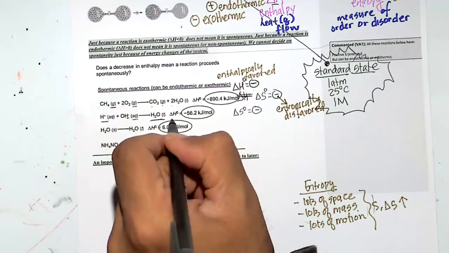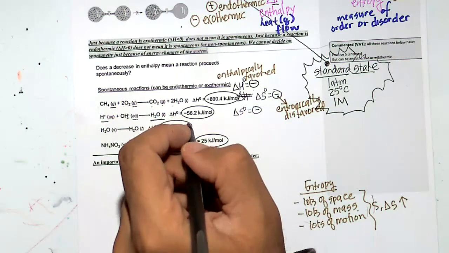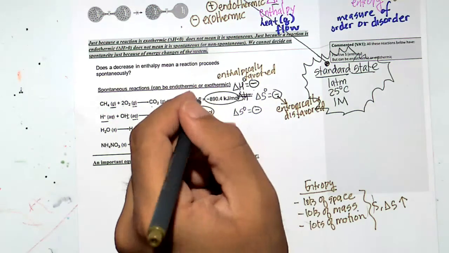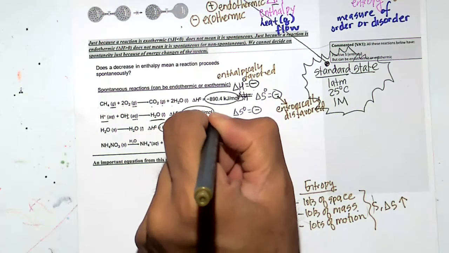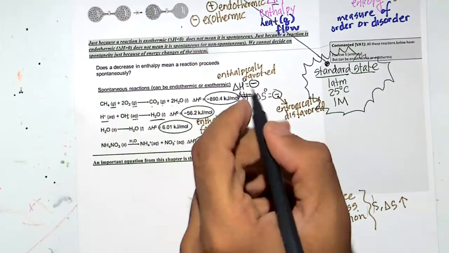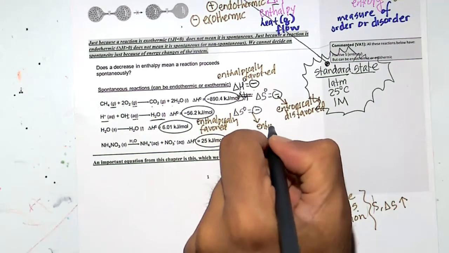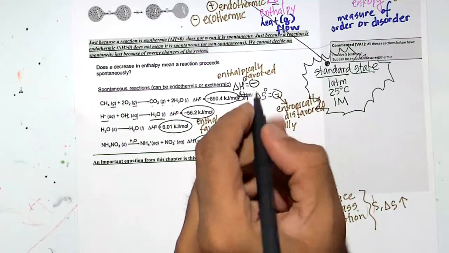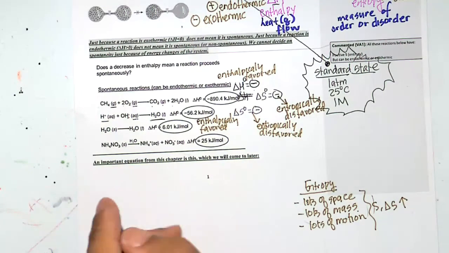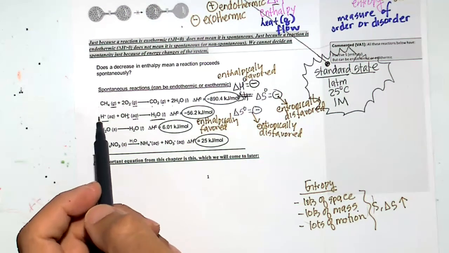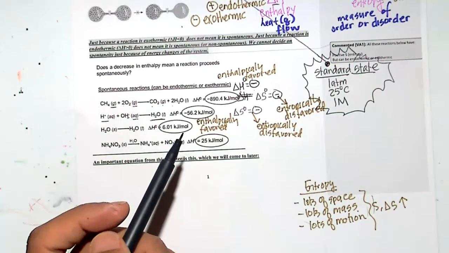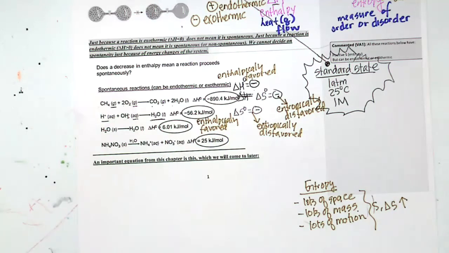What about the delta H? Negative. So that's an exothermic reaction. I would say this reaction, reaction 2, is enthalpically favored but entropically disfavored. Not spontaneous. This just won't happen by itself. Exothermic, yes, it will release heat, but it just won't happen. It's just not going to happen on its own.